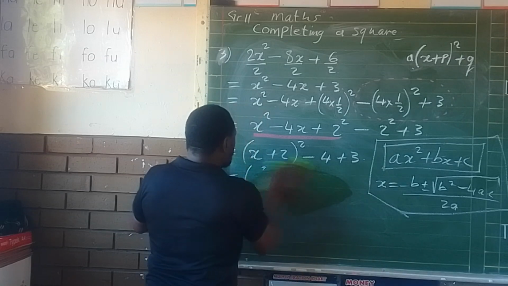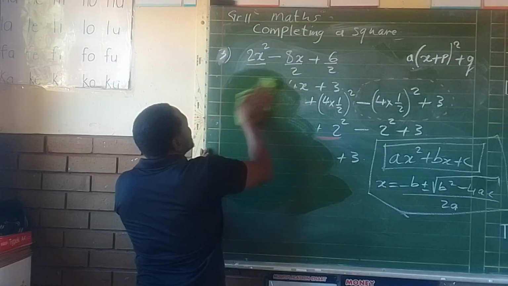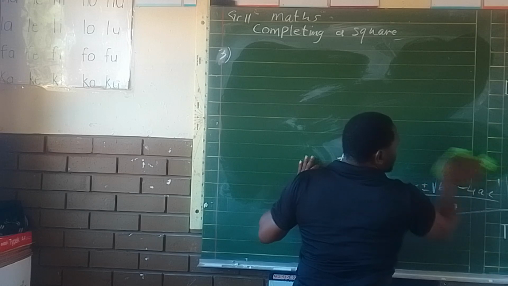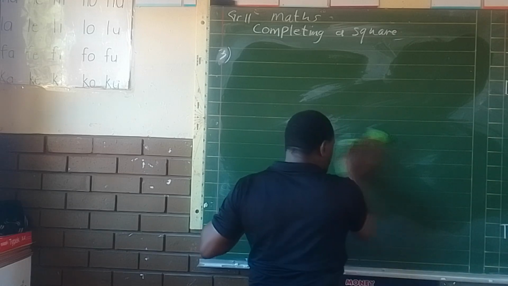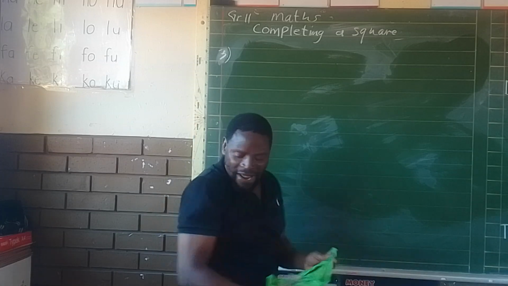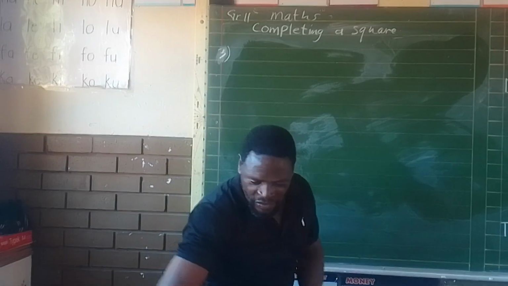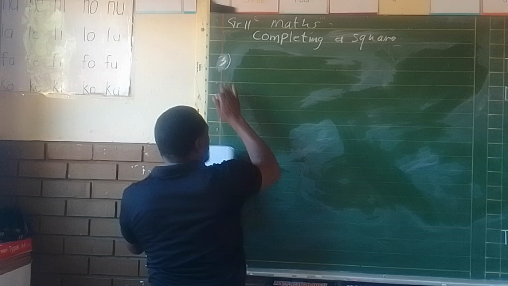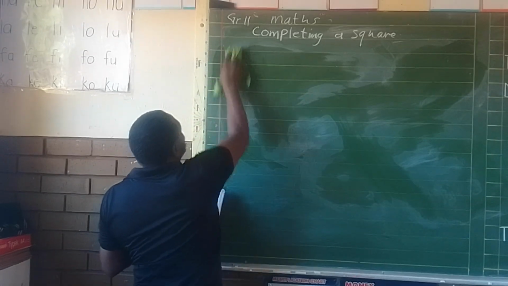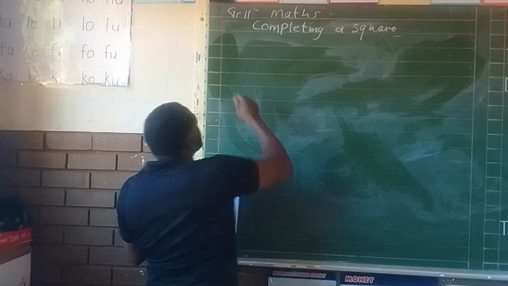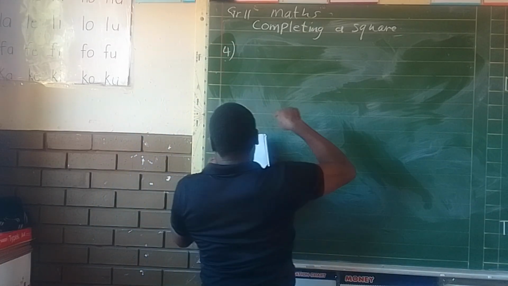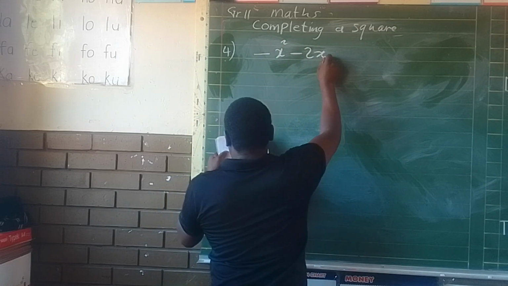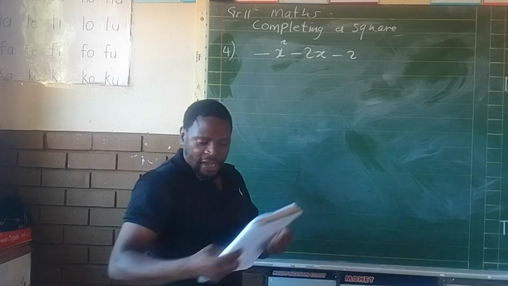Right. Let's do the last example, then it will be all. I want to give you a complicated one now. The one with a negative a. If you are given the one with a negative a, it means that you have to deal with it first. How do we deal with it? I will show you as we go along. This is the last example 4. Negative x squared, negative 2x, negative 2. Complete your square.